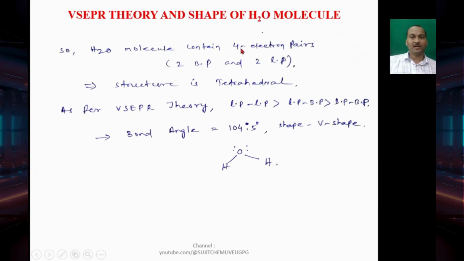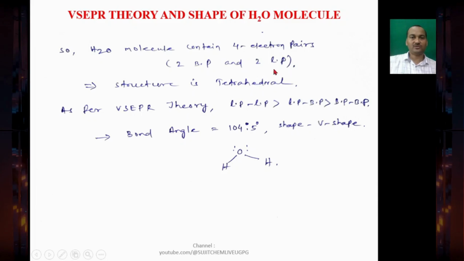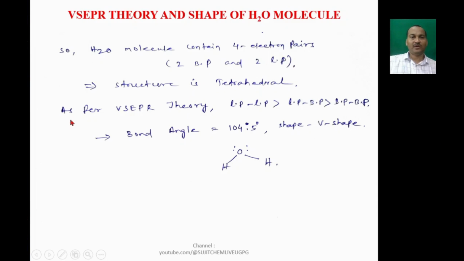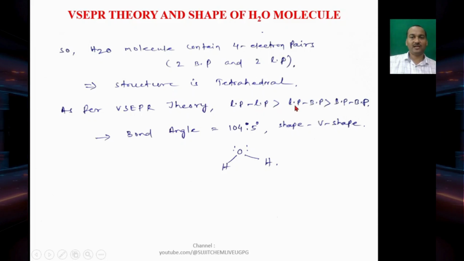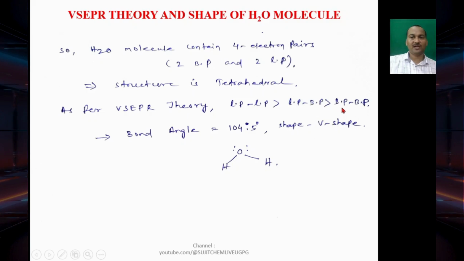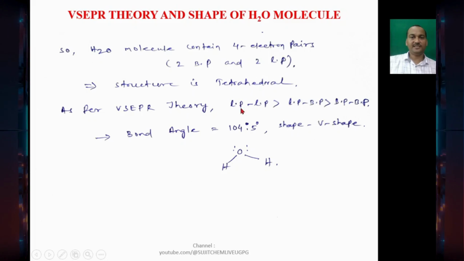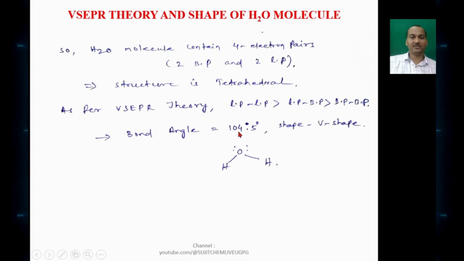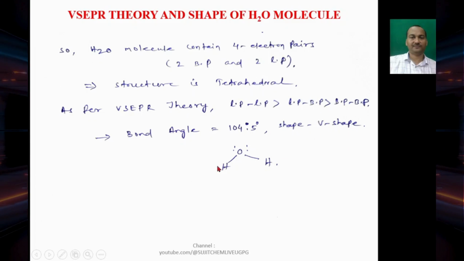So water molecule contains 4 electron pairs, 2 bond pairs and 2 lone pairs. So the structure would be tetrahedral. But according to VSEPR theory, lone pair-lone pair repulsion is greater than lone pair-bond pair repulsion and bond pair-bond pair repulsion. So to minimize this repulsion, the bond angle reduces to 104.5 degrees and the structure is V-shape.